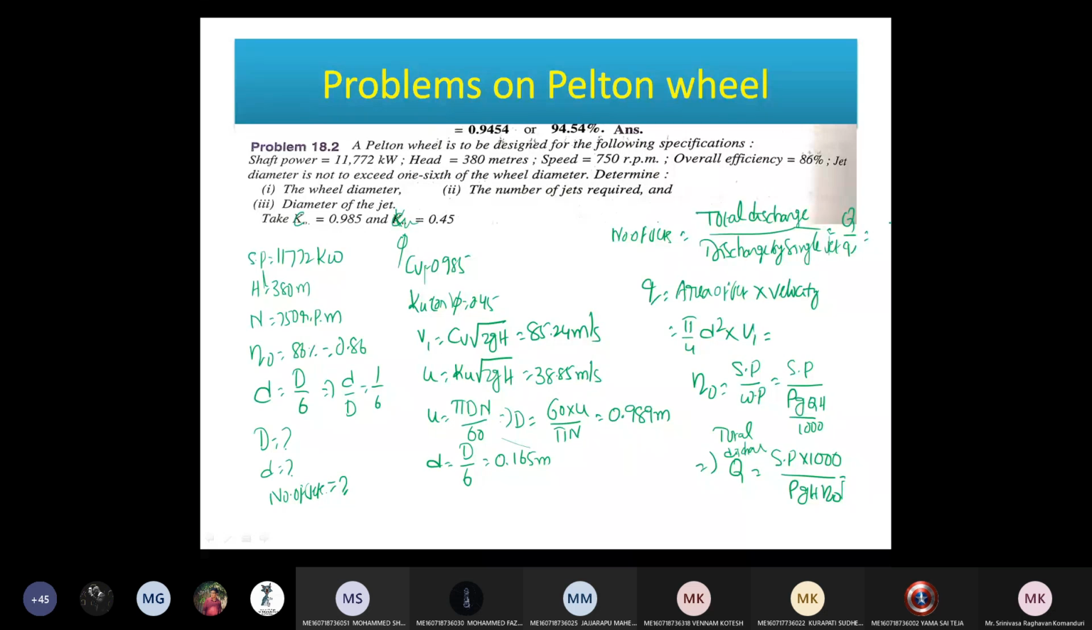So what is the capital Q formula, sir? Shaft power into 1000 by rho g H? Water power is rho g Q H by 1000. So Q is equal to shaft power into 1000 by rho g H into eta naught.